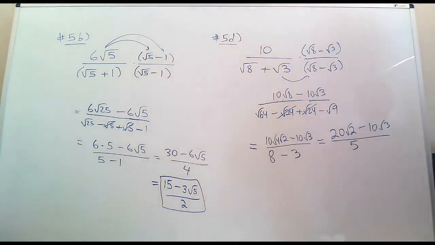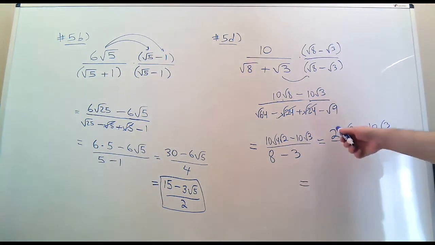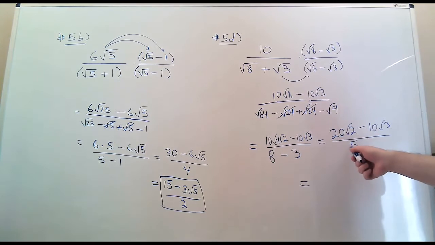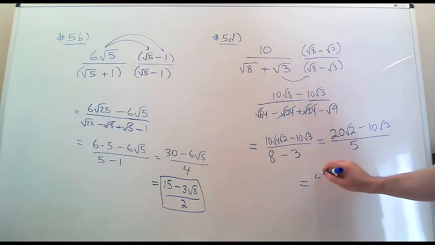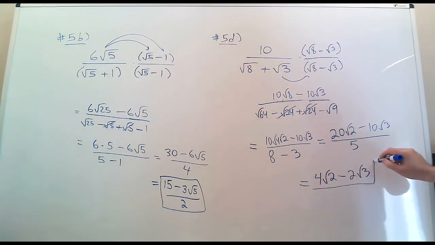Now, just like before, you're dividing this and you're dividing this. So, boy, this problem was really messy and nasty. 20 divided by 5 is 4. Radical 2 goes along for the ride. I mean, the answer comes out nice. 10 divided by 5 is 2, and the radical 3 goes along for the ride. And the answer comes out super nice.